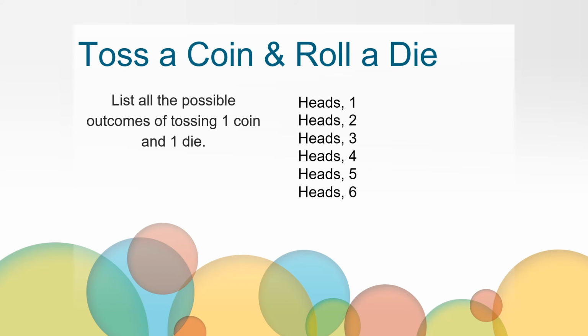Then we can create the same list of outcomes, but with tails, if the coin had landed on tails instead of heads. The numbers would all still be the same outcomes, only the coin would change on that side of the list. So how many total outcomes are there? That's right, 12. 6 outcomes with heads and 6 outcomes with tails.